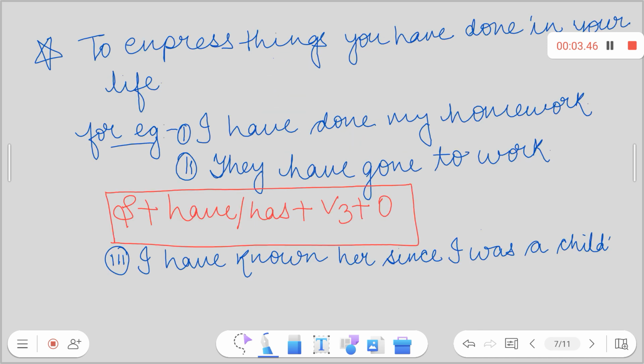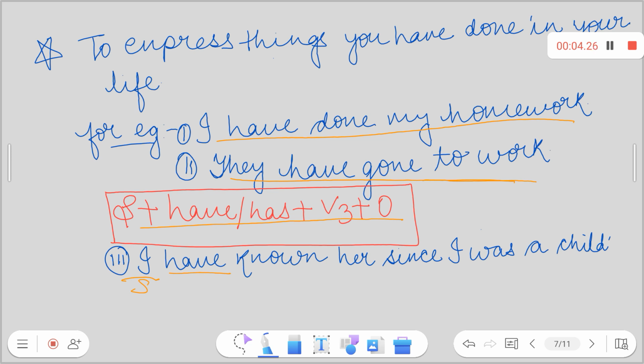our present perfect tense. Alright. So present perfect tense is used to express things you have done in your life, which we have done earlier. The example is, I have done my homework and they have gone to work. When we say I have done my homework, it means that I have done this work earlier. And when I say they have gone to work, it means this work is done, they have already gone to that place. So the structure for it is subject plus have, has plus V3 plus object.